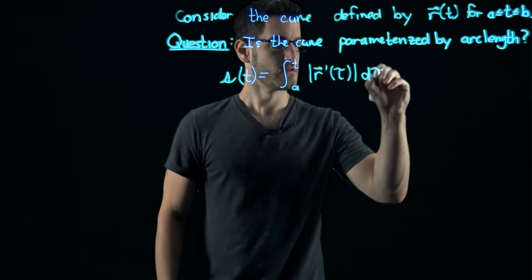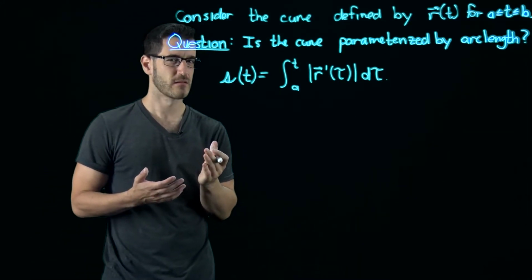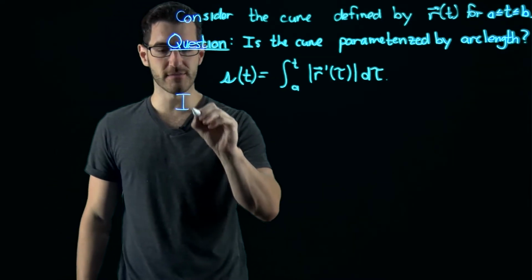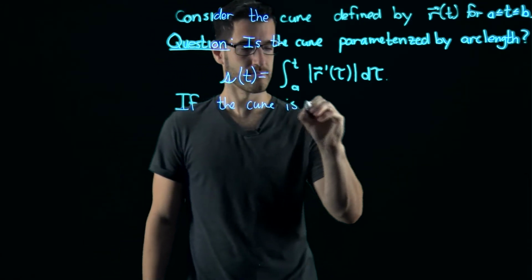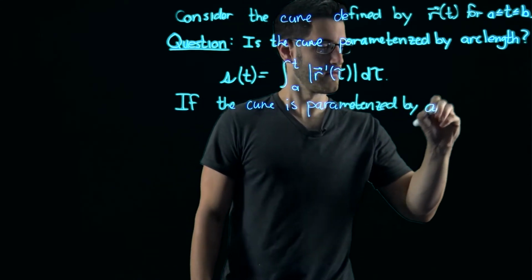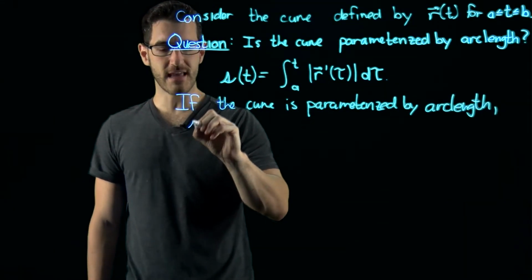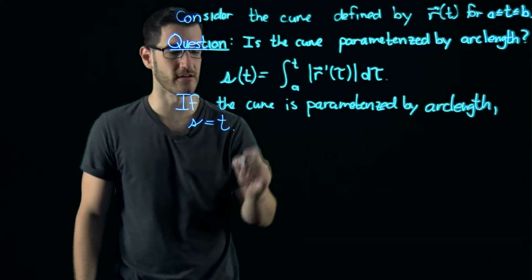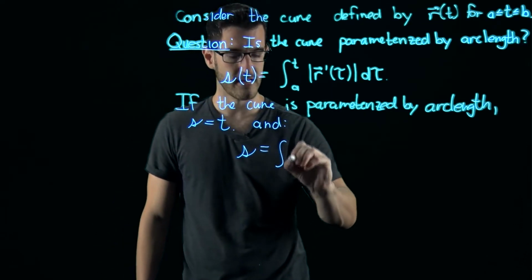which is this. So if the curve is parameterized by arc length, what does that mean? Well, it means that t is actually s. So if the curve is parameterized by arc length, we know that this s is equal to t. Right? It's saying the arc length parameter is the time parameter. And this actually allows me to rewrite this by just substituting in s for t.